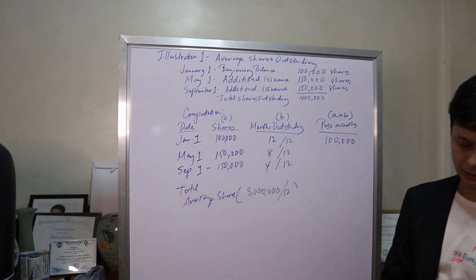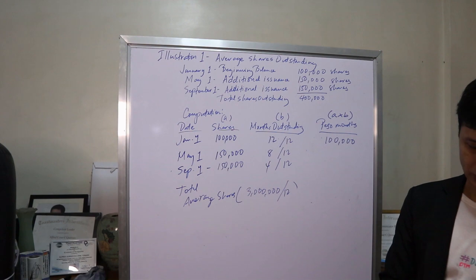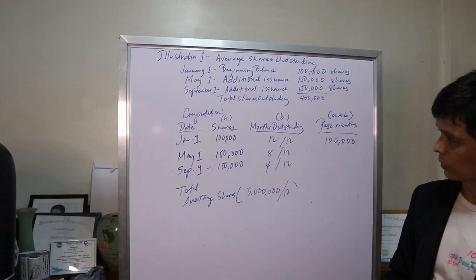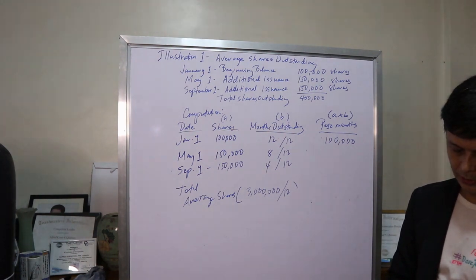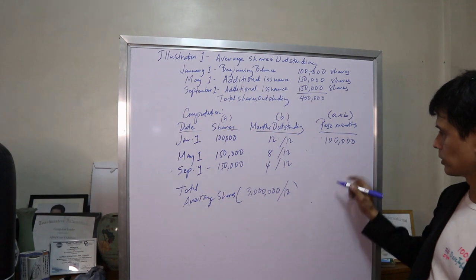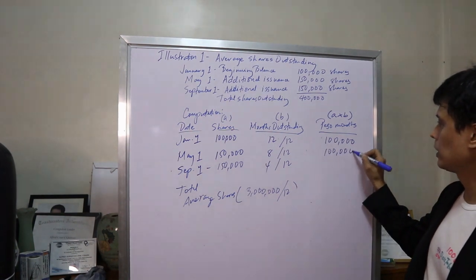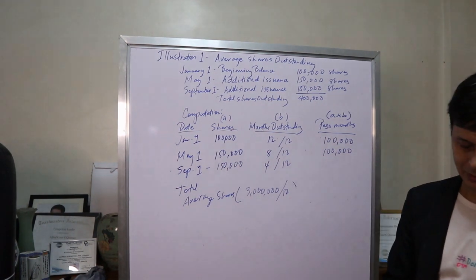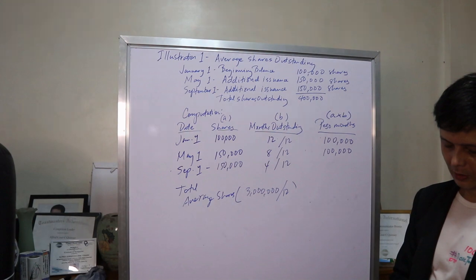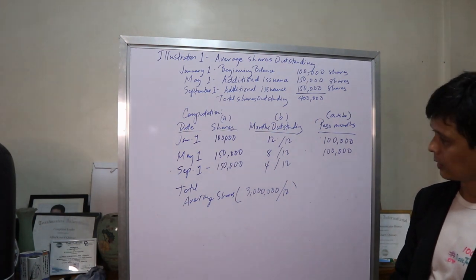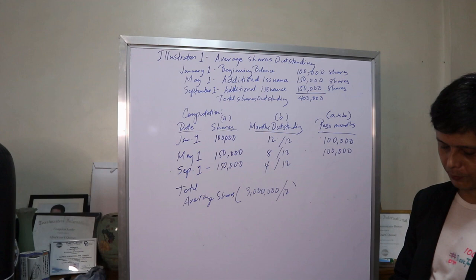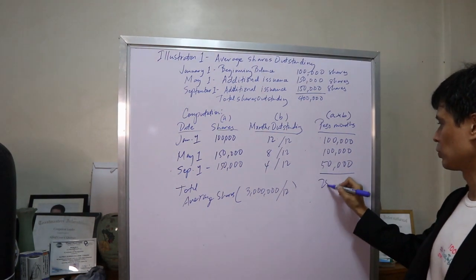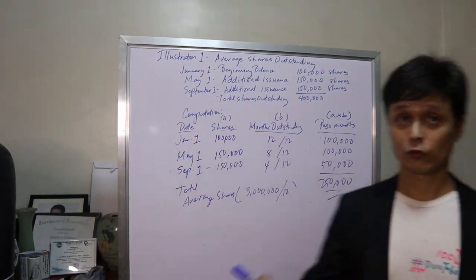Okay, and then yung kunin natin yung 150,000 para dun sa May. Okay, times 8 divided by 12. So that would be also 100,000. And then dito, 50,000 na lang. Tignan natin kung tama. 150,000 times 4 divided by 12. Sabi ko na 50,000 yan. So this would be 250,000. So pwede rin ganun. Pwede yung first method, pwede yung second method.